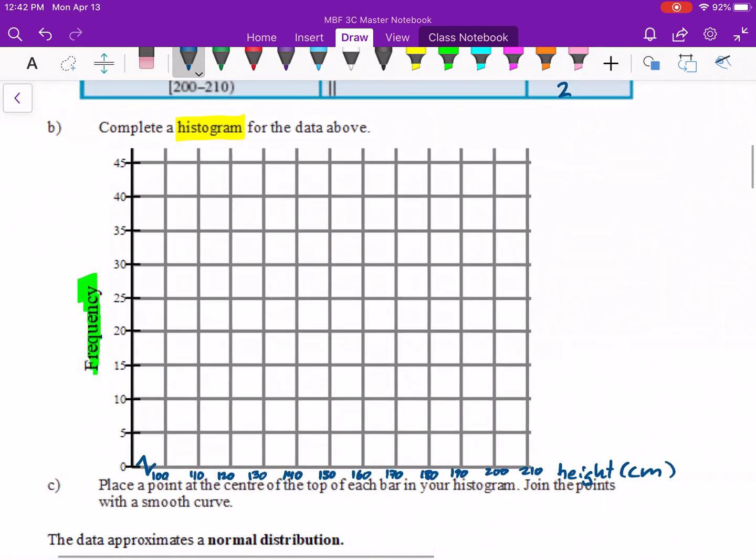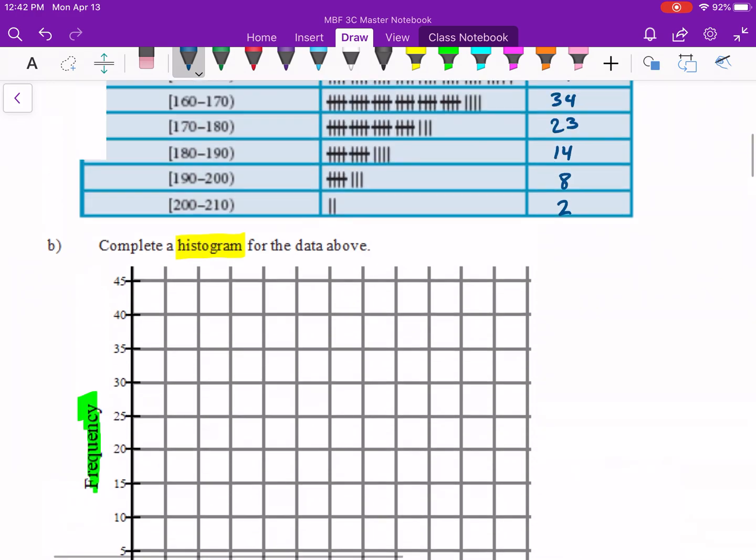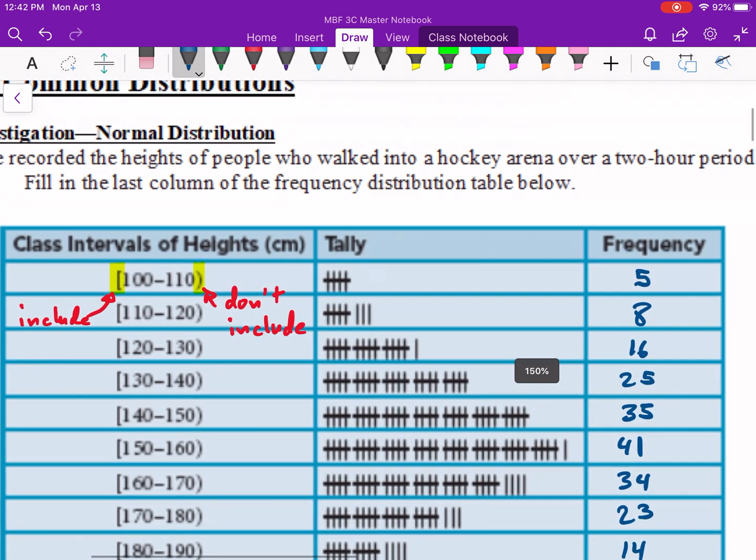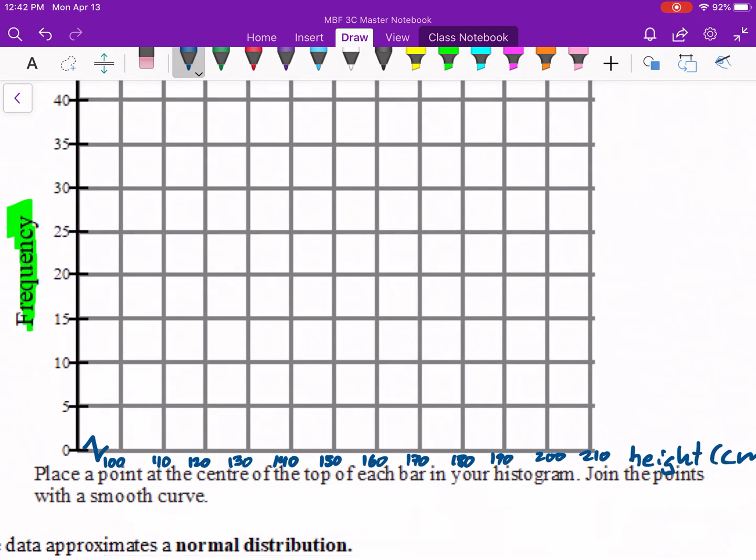So now what I can do is make a bar between 100 and 110 that matches the frequency, which was 5, of the people who fell into that. So 5 people were between 100 and 110 centimeters tall. So I make a bar that high. And then the next one, if I recall, was 8. So between 110 and 120 on my horizontal axis, I'll make a bar that is 8 units tall, to the best of my ability. And the next one, I think, was 16 for the next group from 120 to 130. Okay, so here's the first 3 bars.